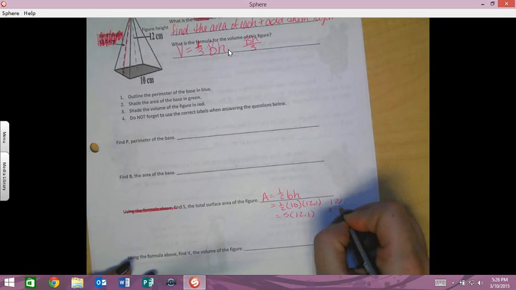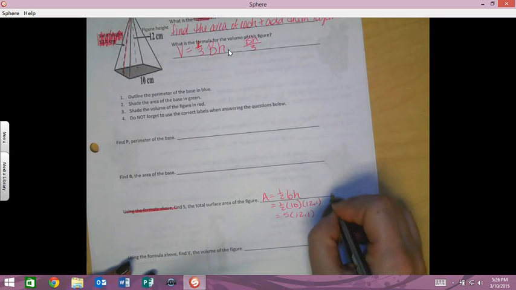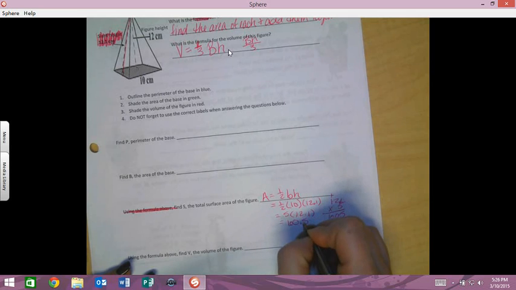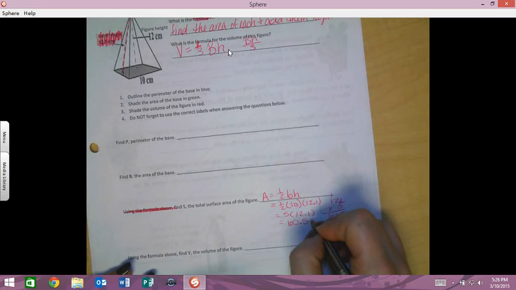12.1 times 5. 5 times 1 is 5. 5 times 2 is 10. 5 times 1 is 5 plus 1 is 6. We have one decimal place in our problem, so I put one decimal place in my answer. So each individual triangle is going to be 60.5 square centimeters.